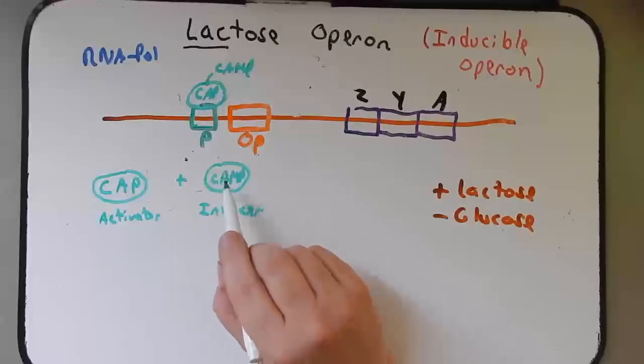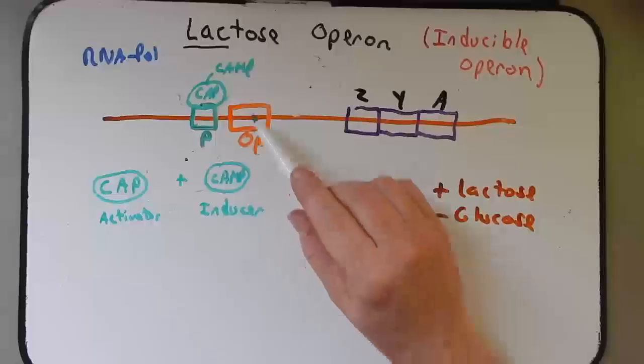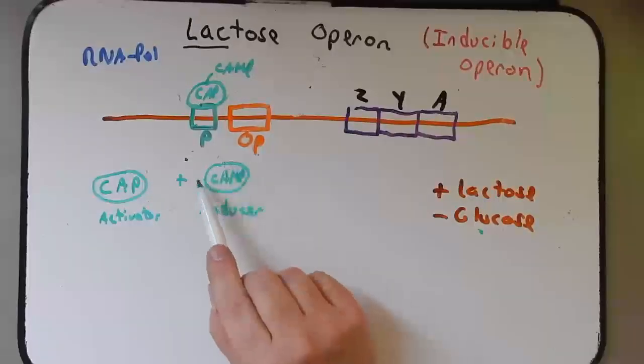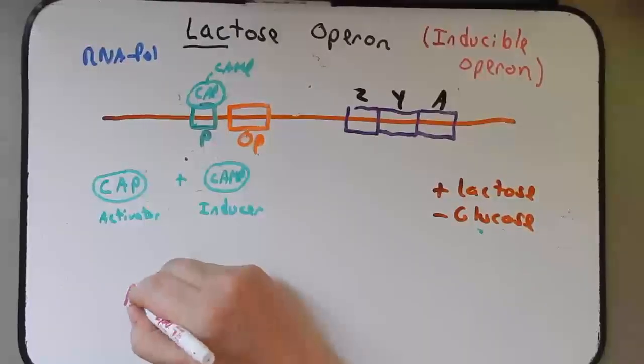Now remember, we only want this to happen when no glucose is in the cell and there is lactose in the cell. The lactose helps remove the repressor. The lack of glucose is what helps make cyclic AMP. So we're going to explain how we make cyclic AMP only when glucose is absent. And to talk about that, I need to talk about ATP.